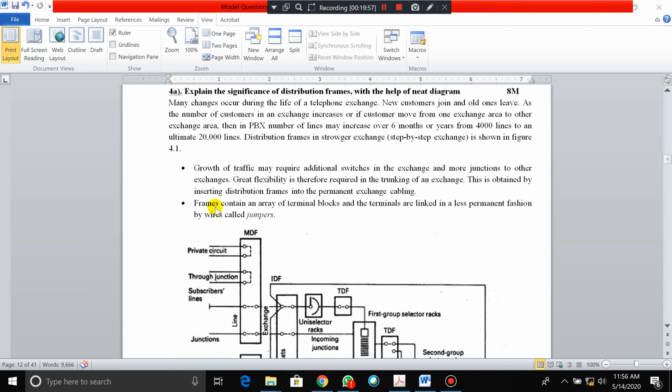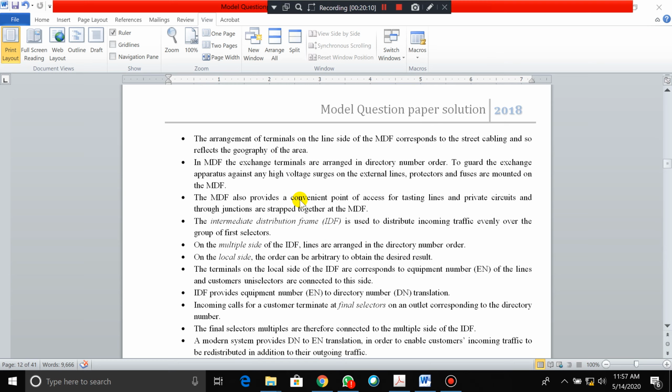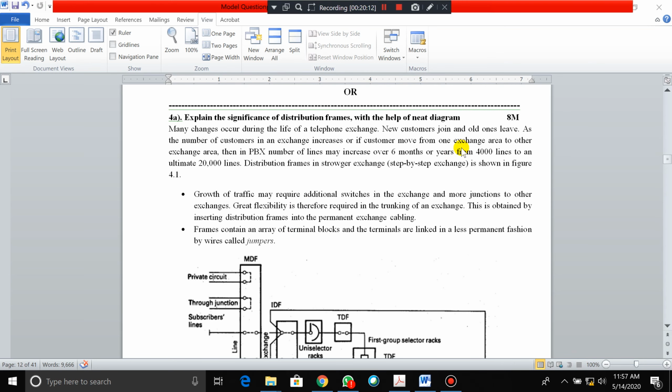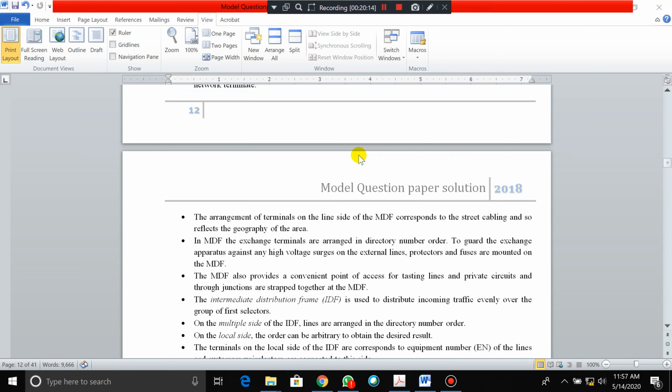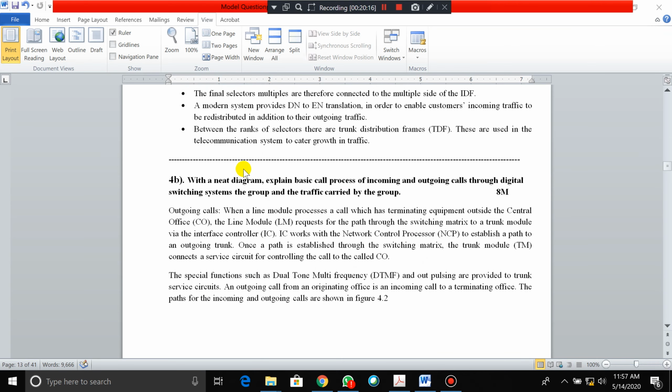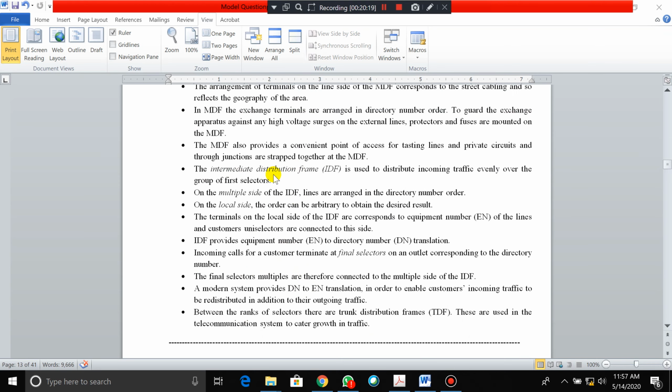The frames contain an array of terminal blocks, and terminals are connected in a less permanent fashion by wires, which are called jumpers. So this you need to explain, and it is for 8 marks. So it is a very important question. You need to explain each block about IDF, TDF, and MDF.